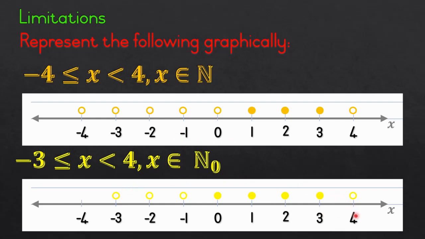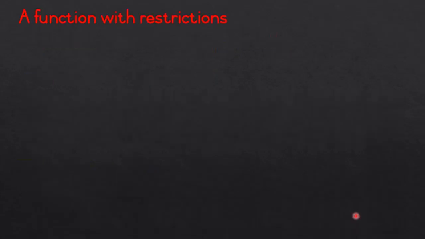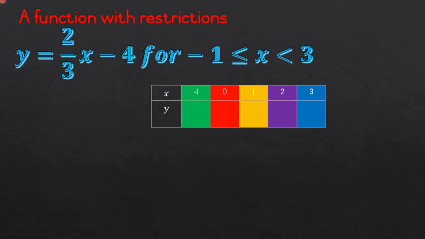Now let's do this on our actual graphs. First, we're going to use a function. This is the function y = 2/3x - 4, for x larger than or equal to -1 and smaller than 3. So this is how we're going to set up our table. Our table is going to start at -1 and it's going to end at 3: -1, 0, 1, 2, and 3.